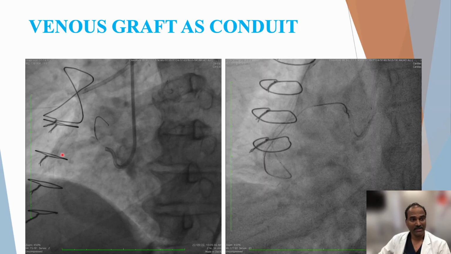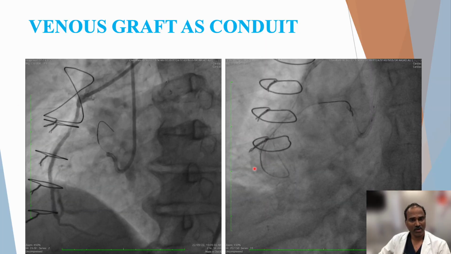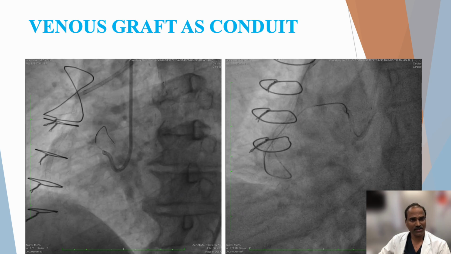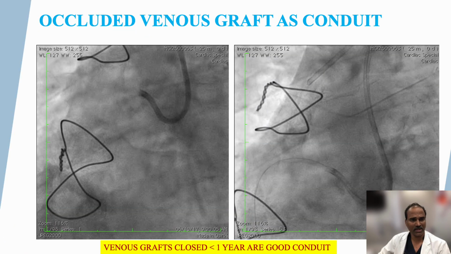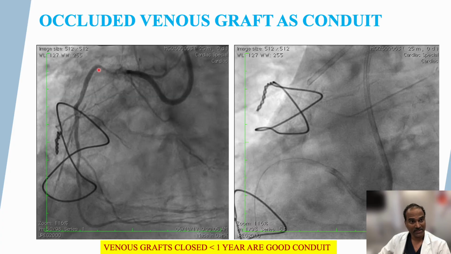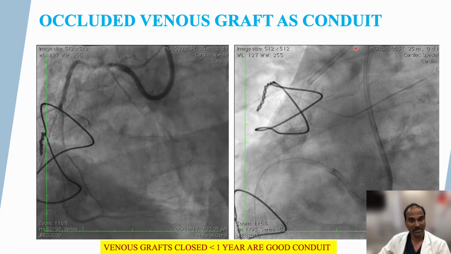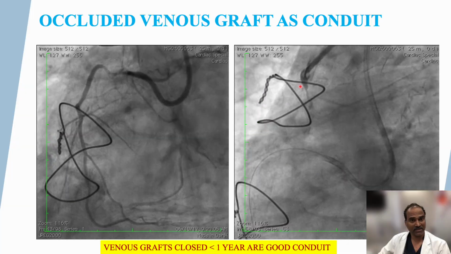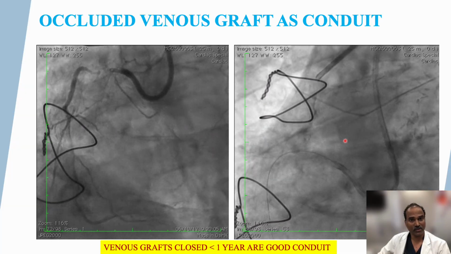So in this case, you can simply go across the venous graft, and you can open the lesion. So it's quite uncomplicated. But sometimes even the venous graft is closed. You can see here it's a closed venous graft. So in this patient, if it is closed less than 1 year, still it is amenable for retrograde conduit.